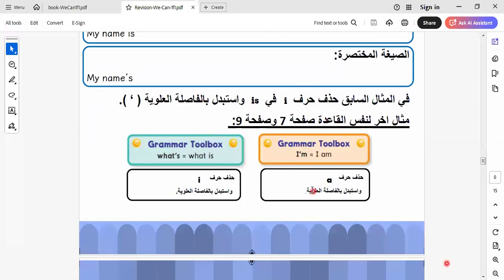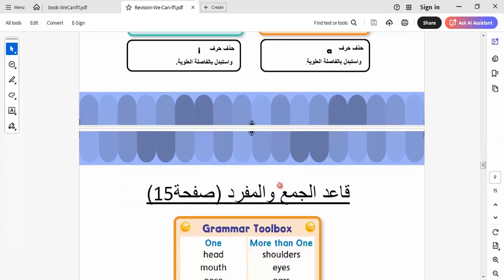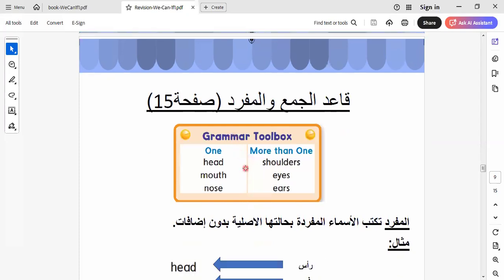Let's go to another item in this part. Here we say "I am", written like this. This is also called abbreviation. Here we know the grammar rule, which is singular. This is called singular and this is called plural. More than one, it will be adding s to the noun, like shoulders, eyes, ears. This is called plural noun and this is called singular noun.